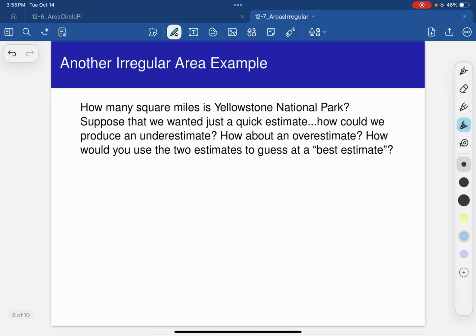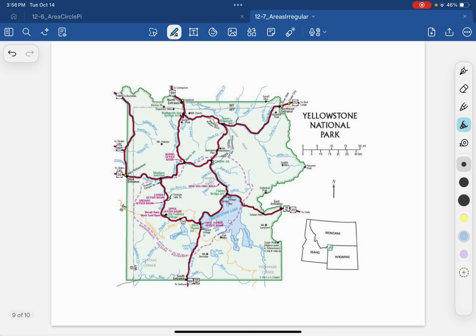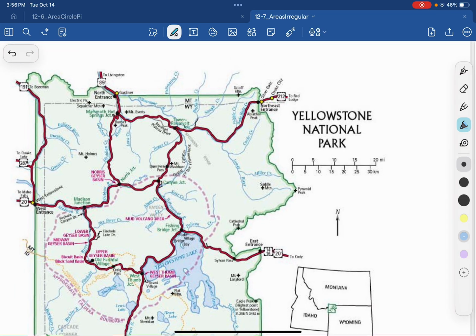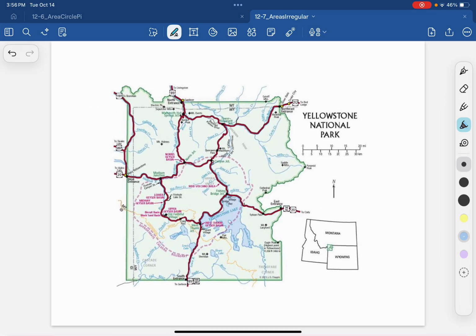Okay. And then you could either use the two estimates to take a guess, or you could actually use smaller grid squares to come up with a very good best estimate. But what I'd like you to do is produce an underestimate and overestimate, and then give me a best estimate, and show me how you did that. Here's the picture of Yellowstone National Park that I'm giving you. Notice that it does have a mile scale. We're going to just work in square miles since this is a very large park.